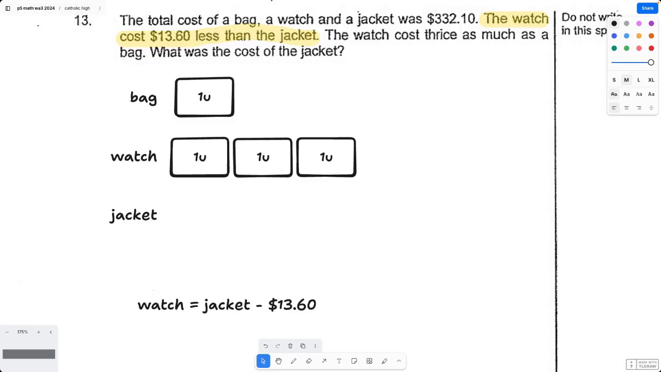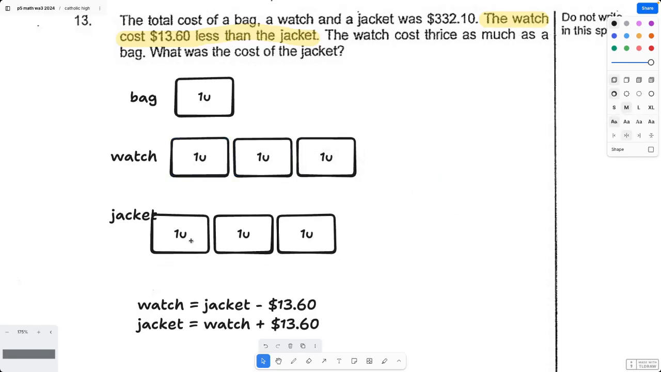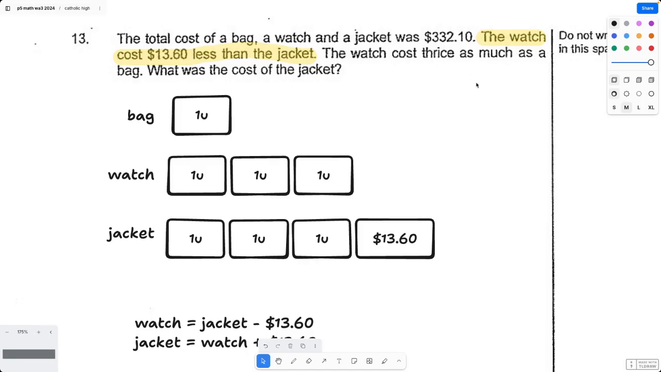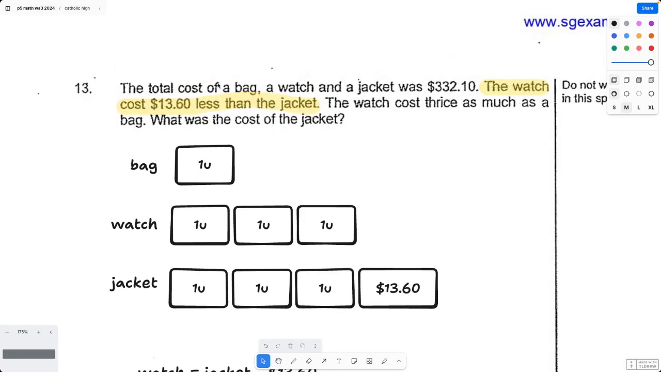$13.60. So that means jacket is equal to watch plus $13.60. So that's what we're gonna do. So 1 unit, same, but this time we have $13.60 more, right? Actually you can draw a model here. So just $13.60. Like this. So jacket has more than the watch. And then last one.